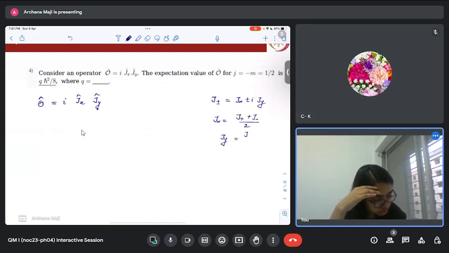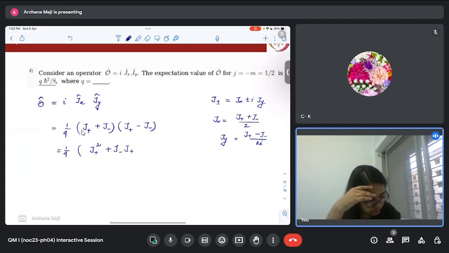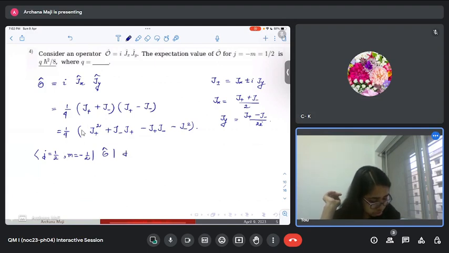And Jy is minus J minus over 2i. So your operator is nothing but 1 over 4 of J plus squared, J minus J plus, minus J plus J minus, minus J minus squared. Okay, and you have to find the expectation value of this operator for the state J is half and M is minus half. This is what we need to find out.